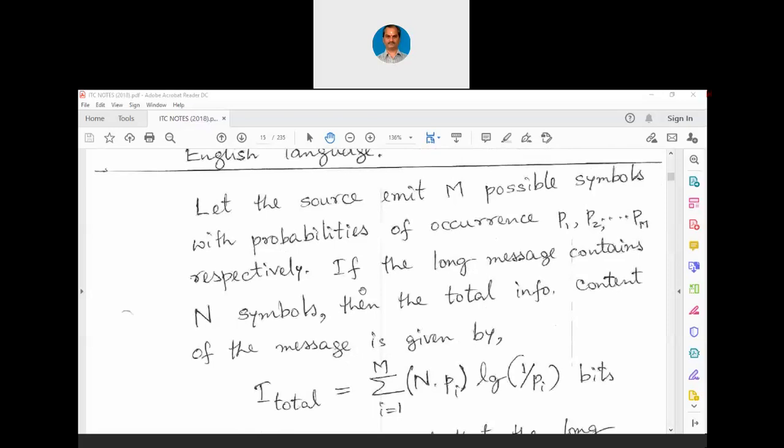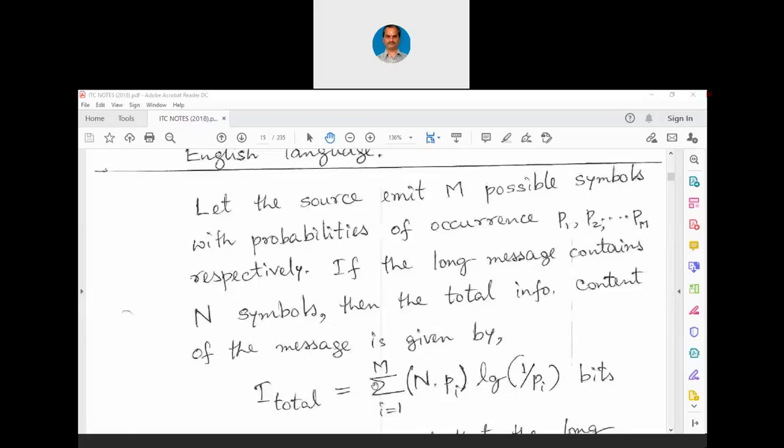Let the source emit M possible symbols with the probabilities of occurrence P1, P2 up to Pm. You can imagine this English language itself. English language contains 26 symbols. Now, let us generally take it as capital M. Let the source emit M possible symbols with the probabilities of occurrence P1, P2 till Pm respectively. If the long message contains, let us say, N symbols, this capital N is the number of symbols, then the total information content of the message is given by this formula.